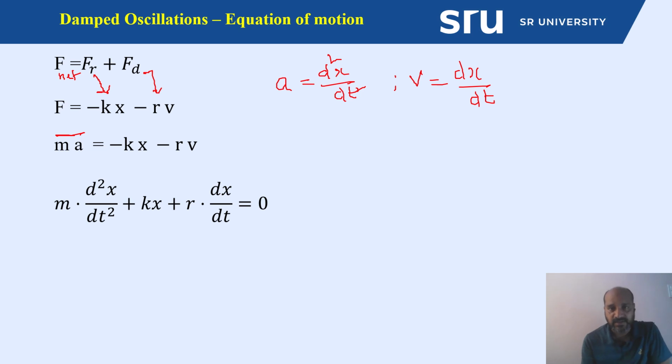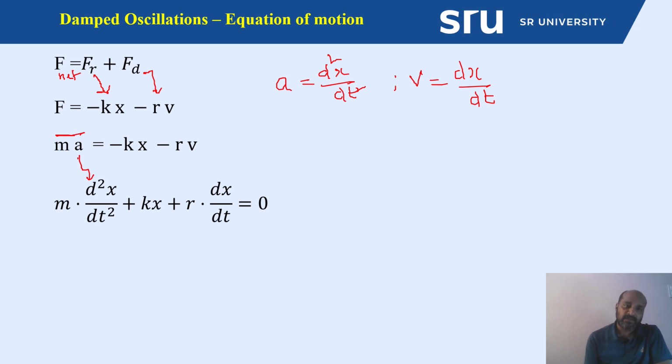If you change these terms, m stays as it is, with d2x by dt square instead of acceleration. Writing the minus kx and minus r terms to the left side, they become plus kx and plus r, with dx by dt instead of velocity. Of course this equation is in second order differential equation form, but it is better to write it in standard form, because for the standard form the solution already exists.